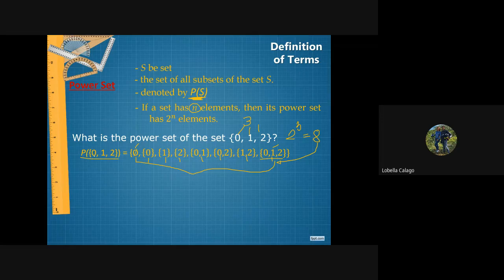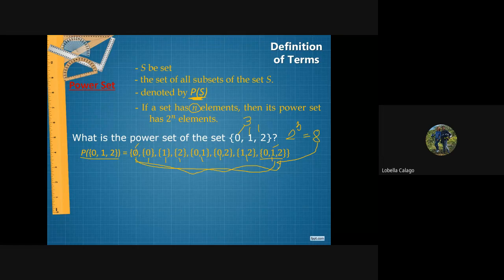You get the singleton sets {0}, {1}, {2}. Then get the 2-element sets. So we have {0, 1}, {0, 2}. Then we also have {1, 2}. And the set {0, 1, 2}. So that is how you get the elements. When asked, what are the elements of the power set of {0, 1, 2}? These are the elements.